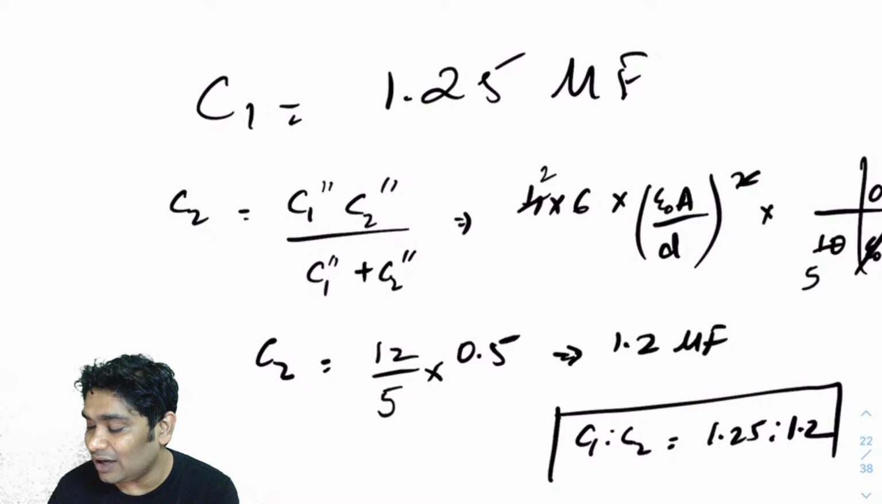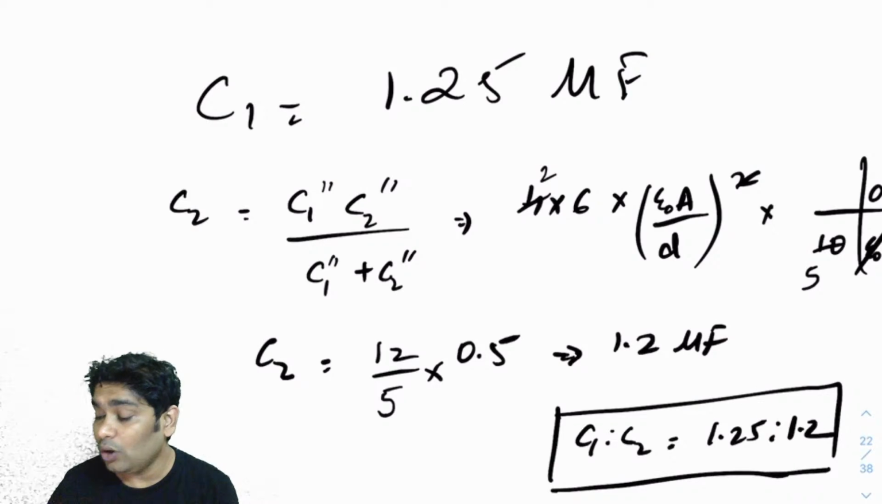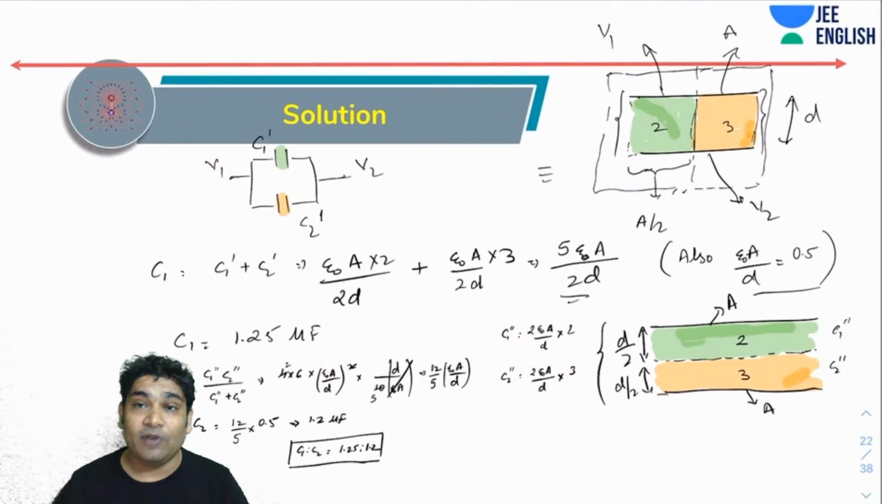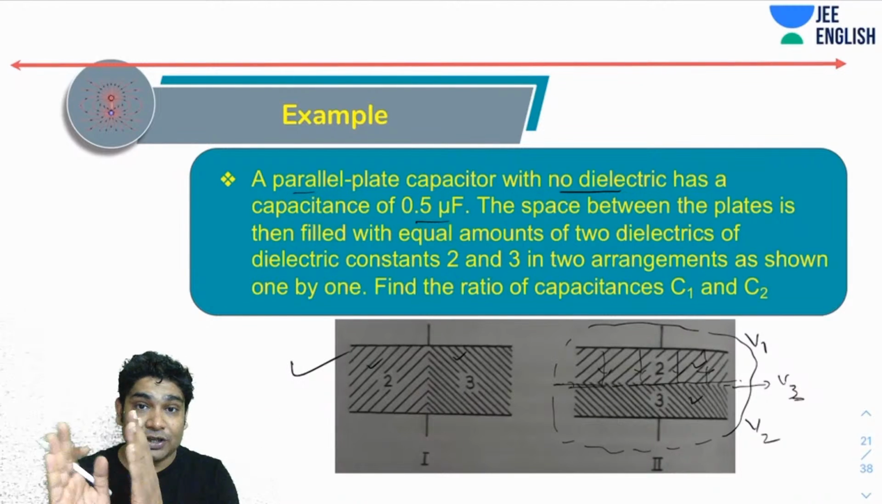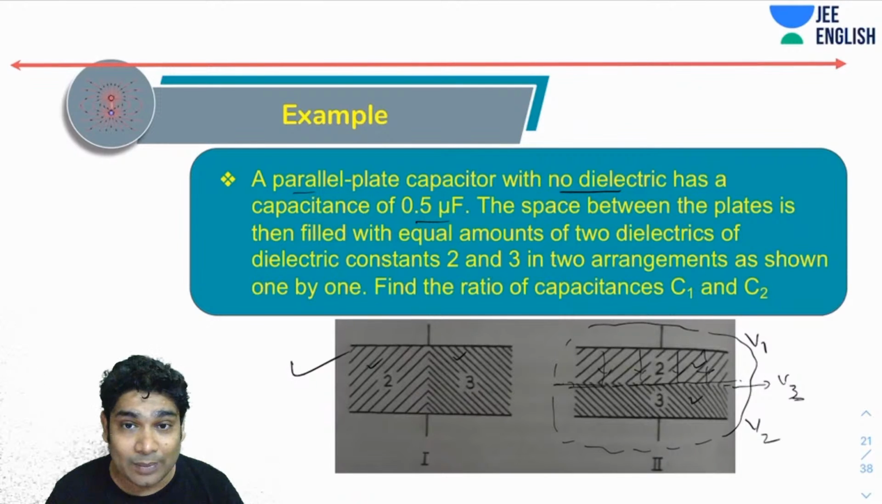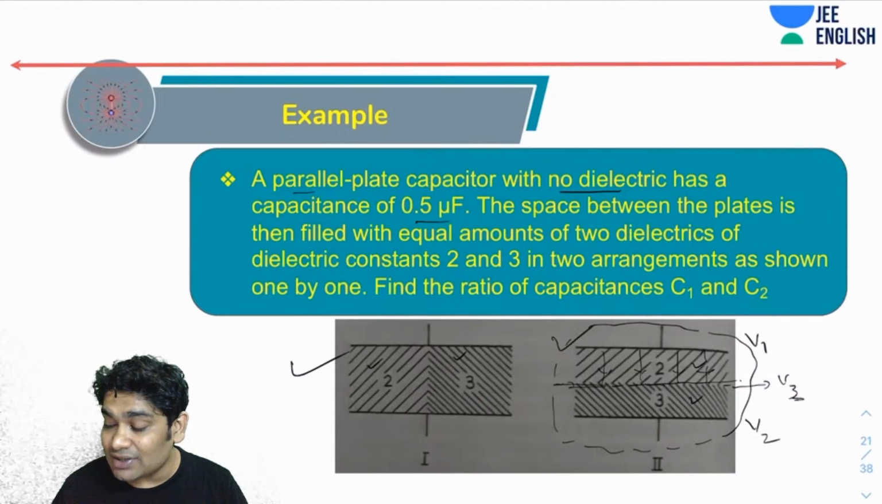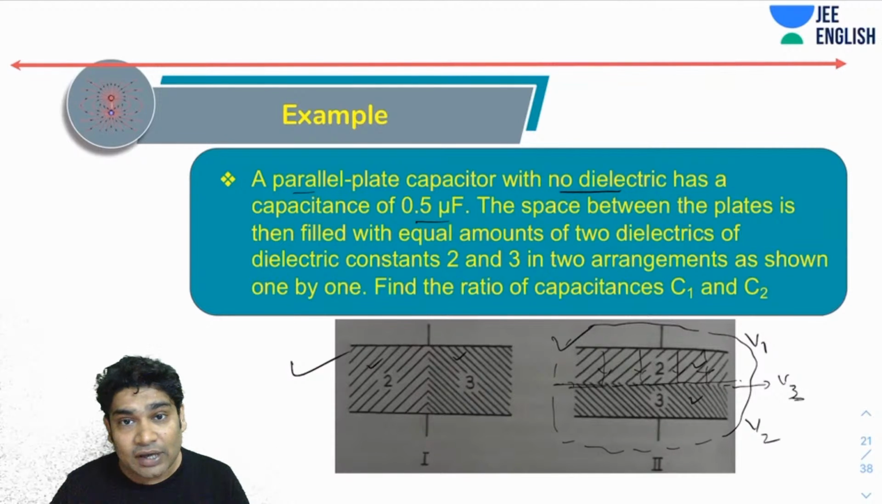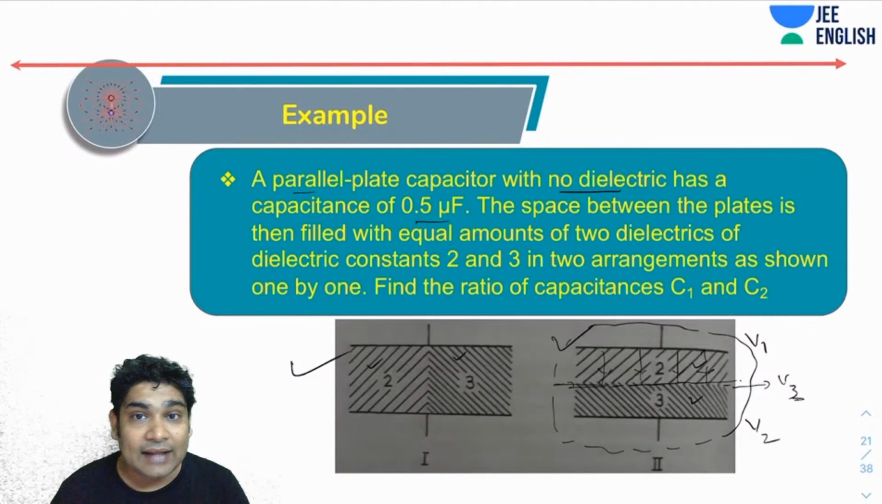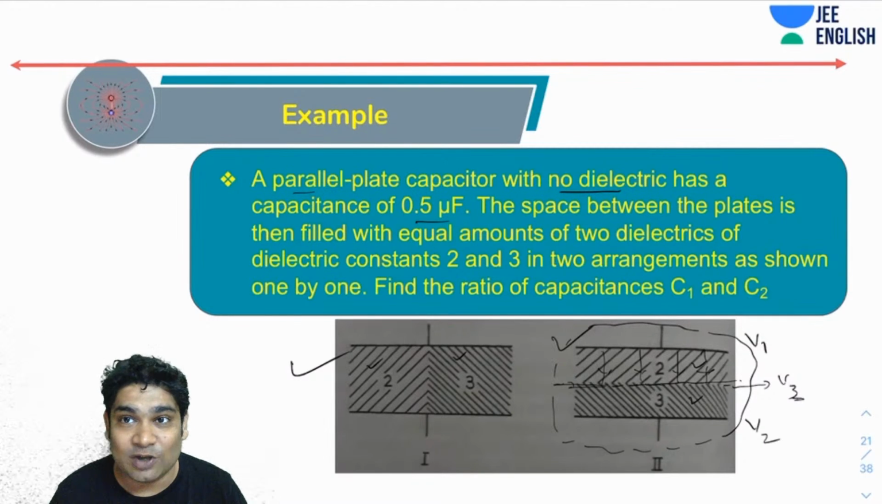So C1 is to C2 now becomes 1.25 is to 1.2. That will be your answer. Alright. So please let me know if you followed this. Just remember that in the first one, you can consider this a parallel combination of two capacitors. Similarly, this can be considered as a series combination of two capacitors. You find the individual capacitances. Alright, and then you add them in either parallel combination or series combination, and you will have your final answer.